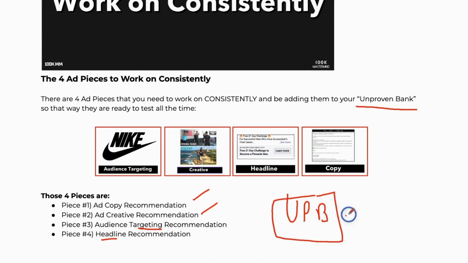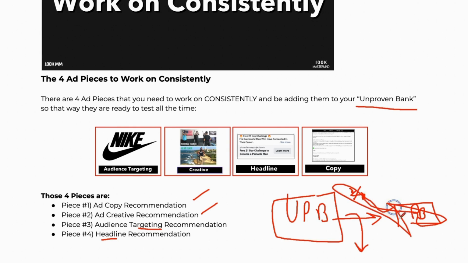And then what we're going to do in just a second, we'll talk about, you're going to allocate a very small percentage of your budget to test that unproven bank, to then have your proven bank, okay? The proven bank and the testing with the small percentage, this is super easy. Like this stuff over here, super easy. The part that's going to take the most amount of time is actually developing that unproven bank of ad copy and creative and headlines and audiences that are ready to actually be tested, okay?